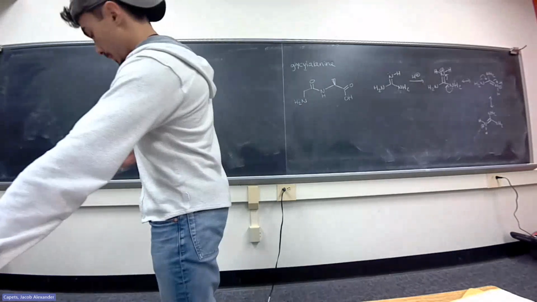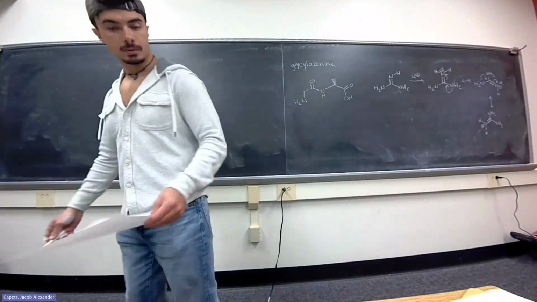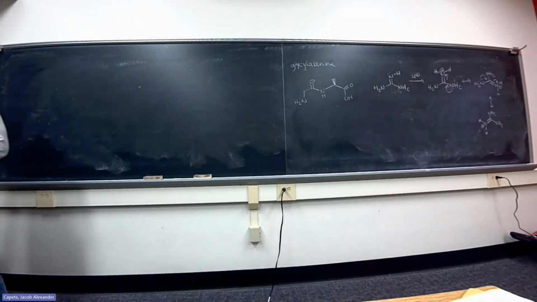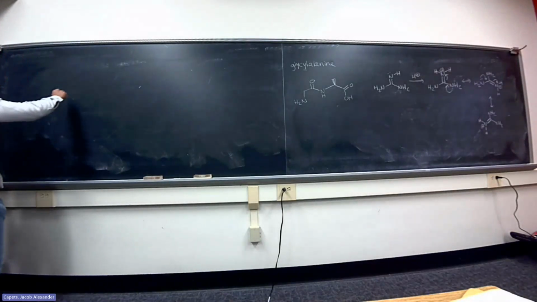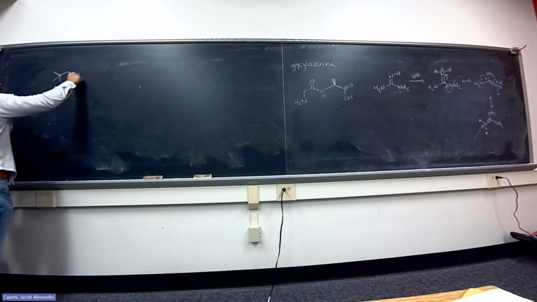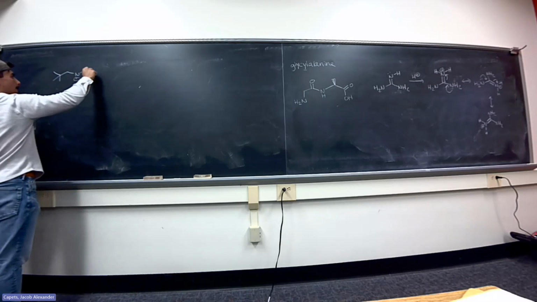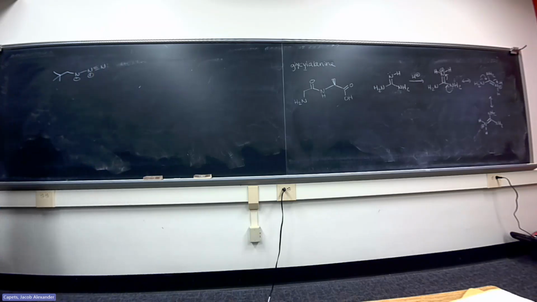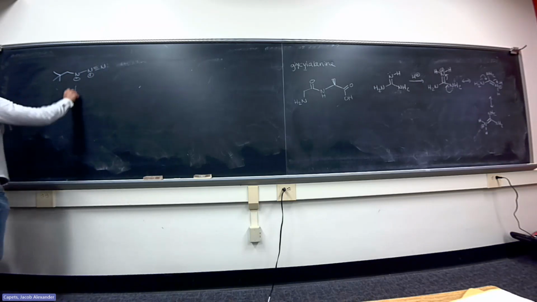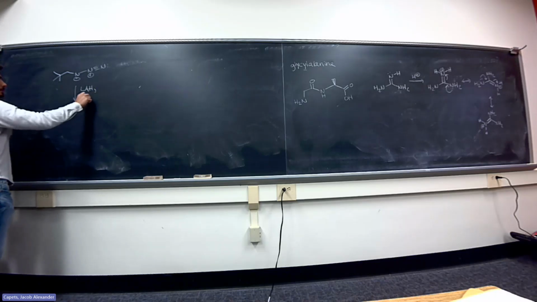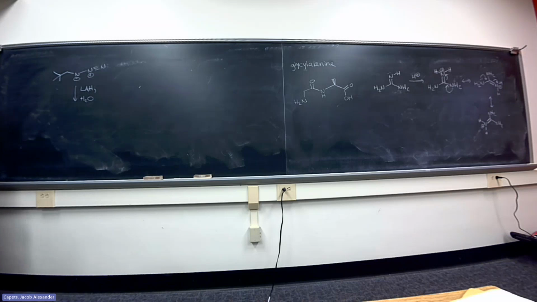Next up, starting on the box problems. Okay, here's an azide. You don't need to know the mechanism for this one, but know that you can reduce azides to amines using LAH.